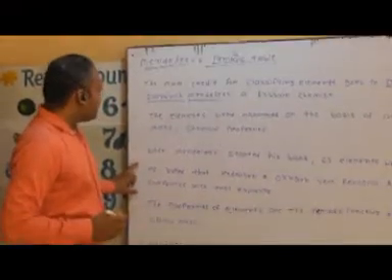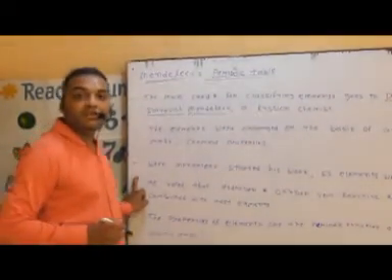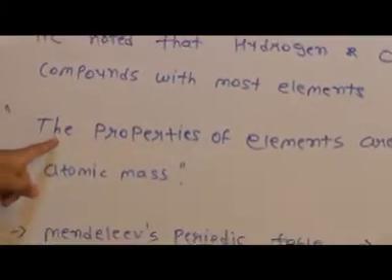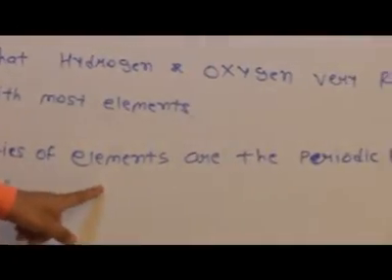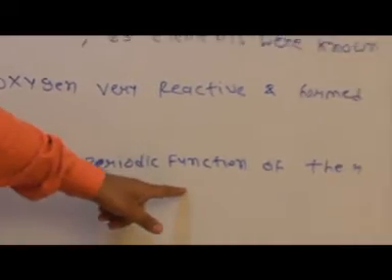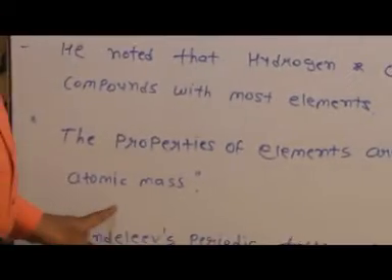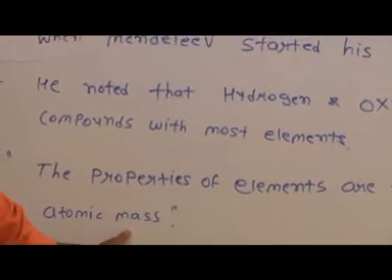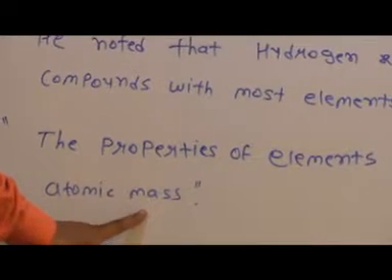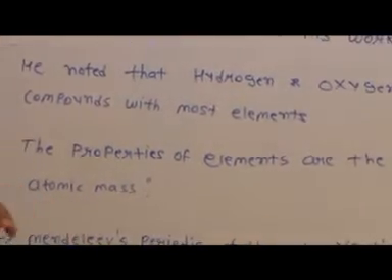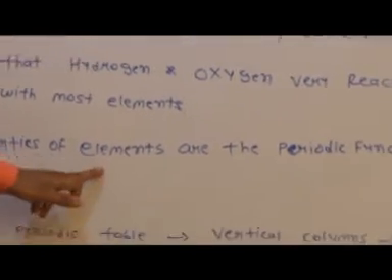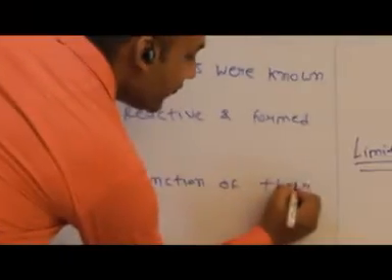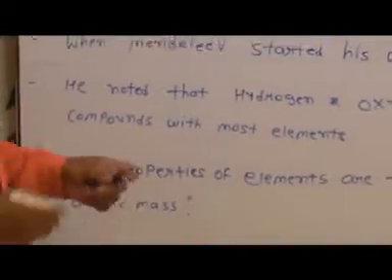Then he gave the statement of Mendeleev's periodic table. What is the statement? The statement is: the properties of elements are the periodic function of their atomic mass. It is important for 1 mark. What is the statement of Mendeleev's periodic table? Repeat again: the properties of elements are the periodic function of their atomic mass.